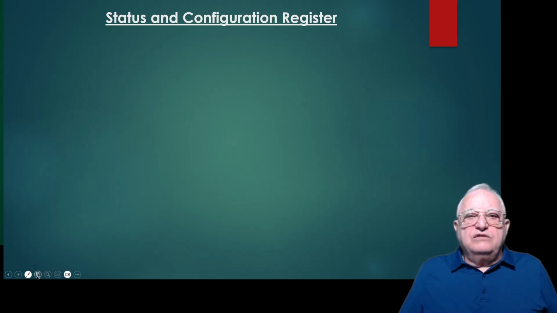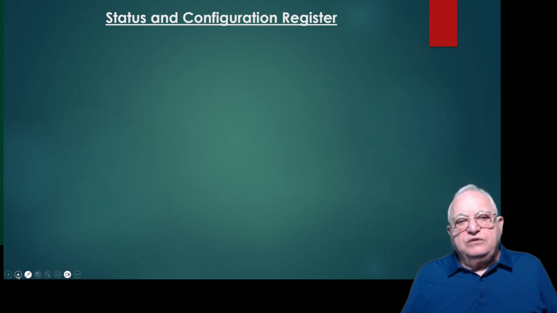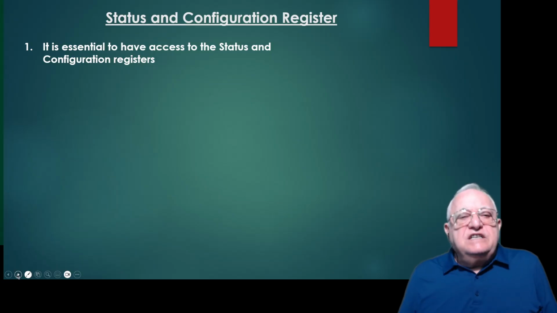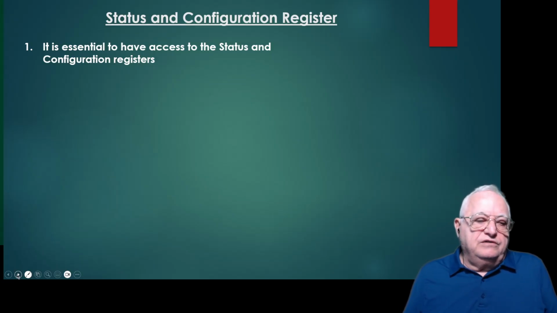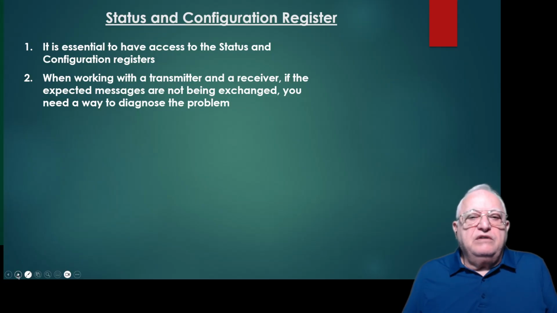Now let's talk about the status and configuration. That's one of the most important things here when it comes to this radio. It is essential to have access to the status and configuration registers when working with transmitter and receiver. If the expected messages are not being exchanged, you need a way to diagnose the problem. So you have a receiver and transmitter, you set everything up, you push the button, nothing happens. So where do you go? You go and check out the configuration and the status register.